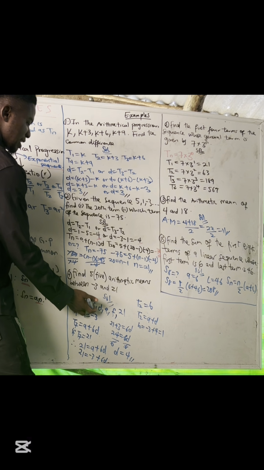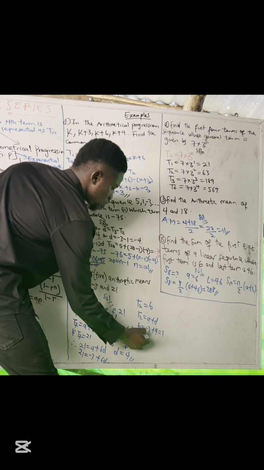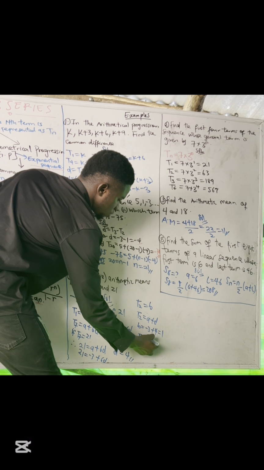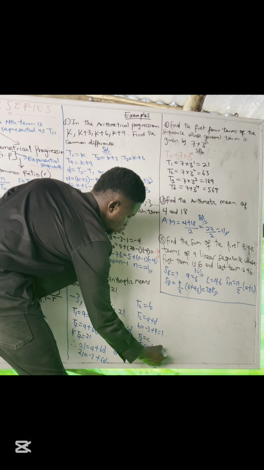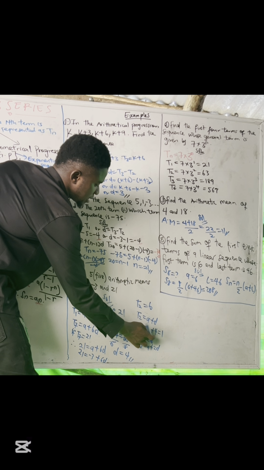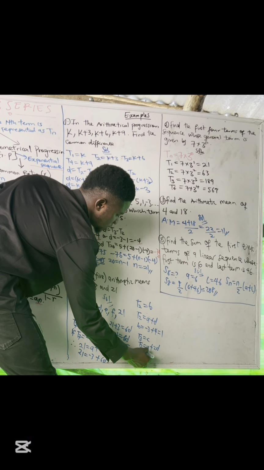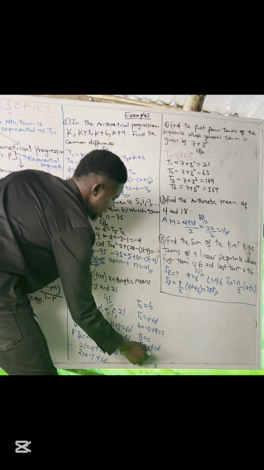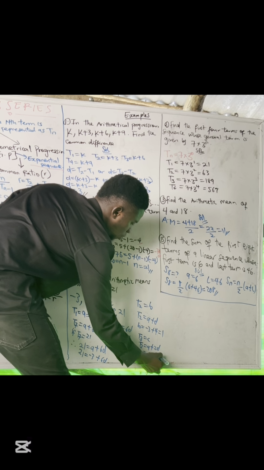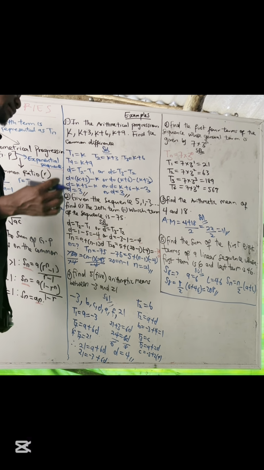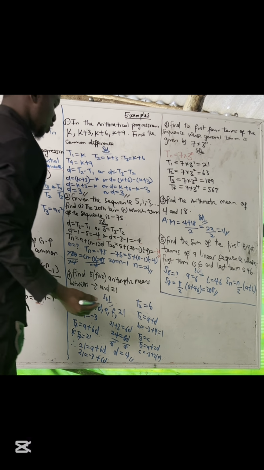Okay? My T3 is equal to C. So T3 is equal to C. Remember that T3 is equal to what? a plus 2d. If the value of my T3 is C, that simply means C is equal to my a, that is minus 3, plus 2 times 4. What is 2 times 4? 8. Minus 3 plus 8 is equal to what? 5.